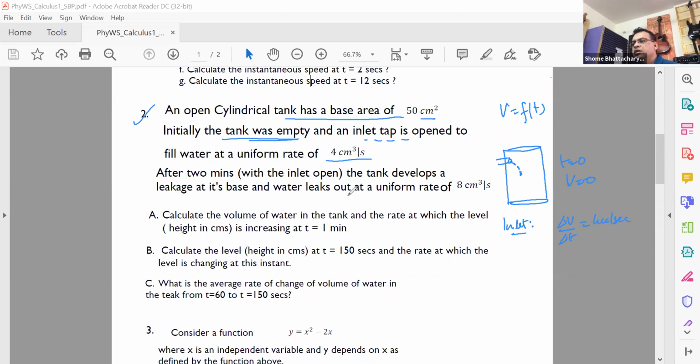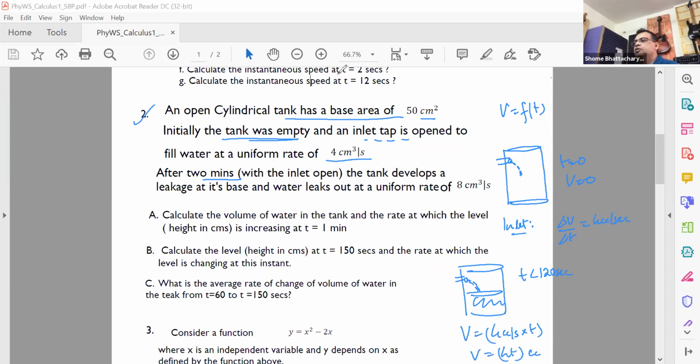And only the inlet is working for the first 2 minutes. So up to t equal to, if I take a general time now, but this time is less than 120 seconds. So what is happening is at this particular time, the volume will become how much? It will become the inlet rate, that is 4 cubic centimeters per second multiplied by whatever t in seconds. So the volume of water in the tank is 4t cc.